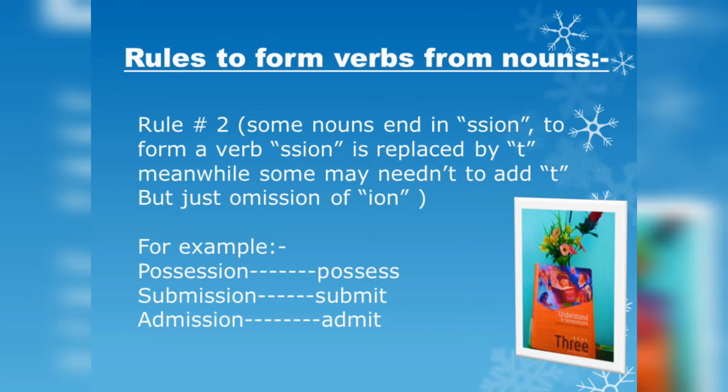This rule tells you about the nouns that end in SSION. To form a verb, SSION is replaced by T. Meanwhile, some may not need to add T but just the omission of ION. For example, possession, possess; submission, submit; admission, admit.